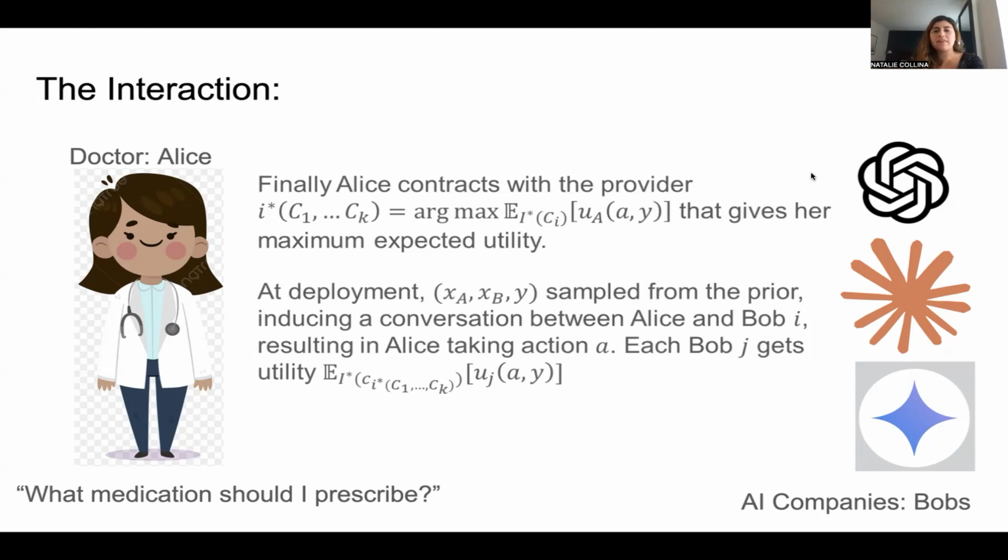And at deployment, we can then ask how well she does. We're going to sample a problem instance from the prior. The conversation between Alice and this Bob is going to be induced, and Alice is going to hopefully learn something from the conversation.